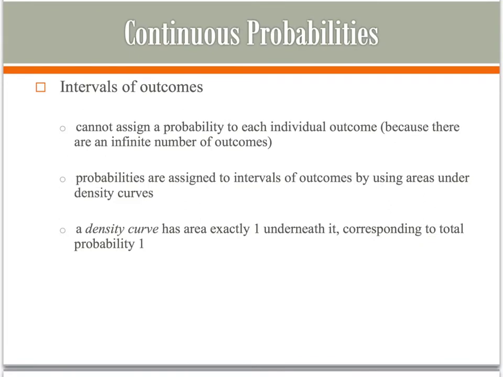Now, continuous probabilities, we're talking about intervals. And we can't put a probability on each individual outcome because there's an infinite number of outcomes. And so we assign probabilities rather to intervals by areas under density curves. And this is what we were doing when we found the area under the normal curve. Any density curve has an area exactly 1 underneath it, which corresponds to the total probability of 1.